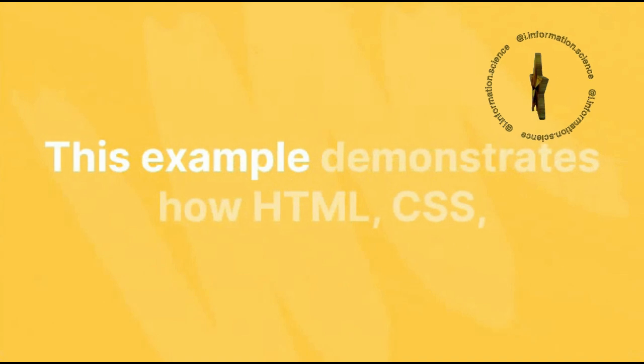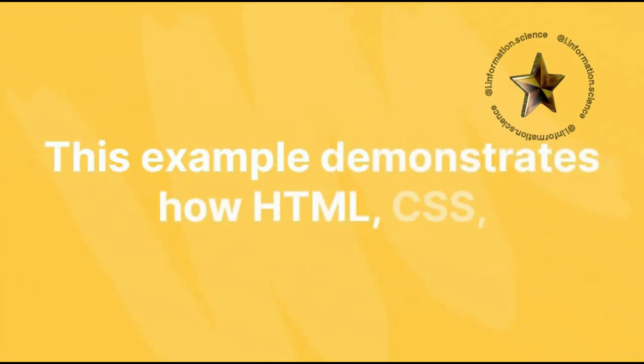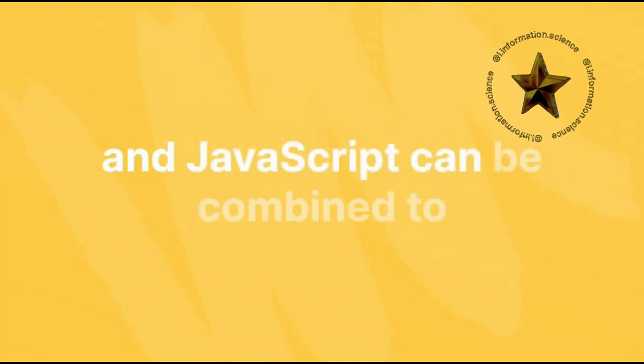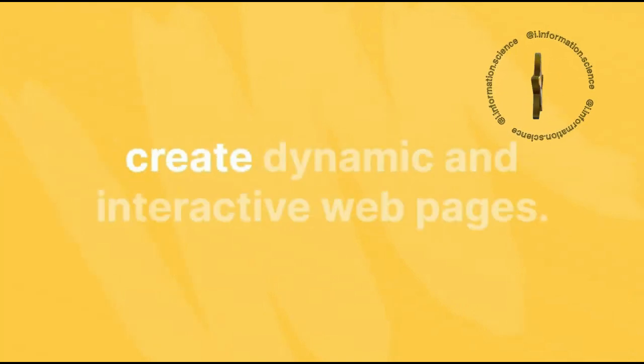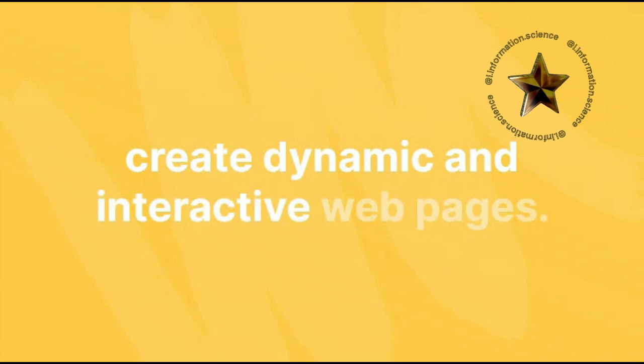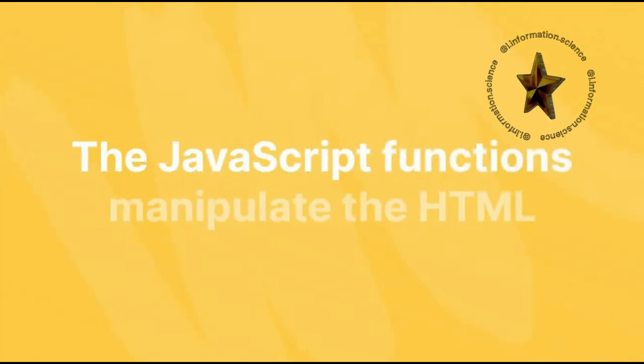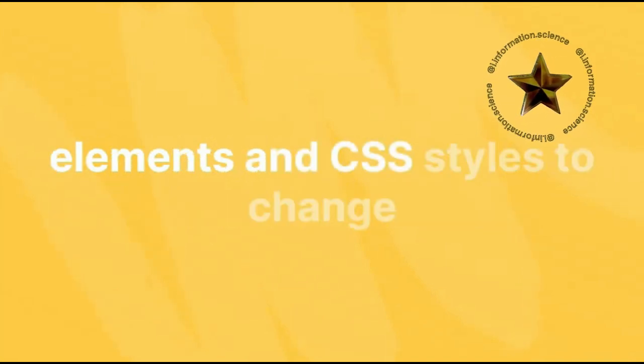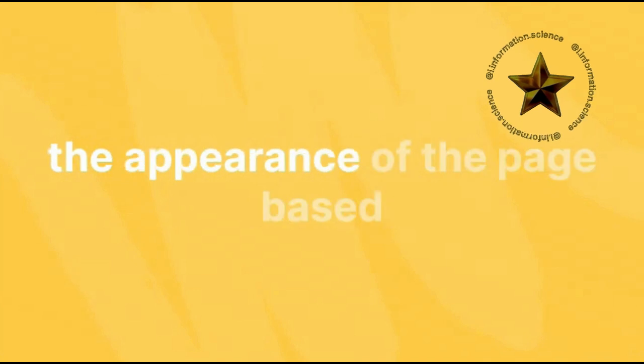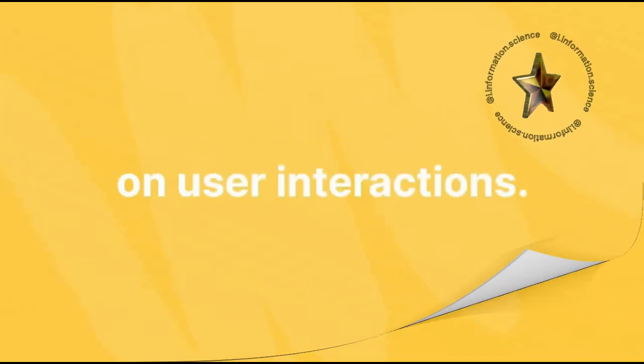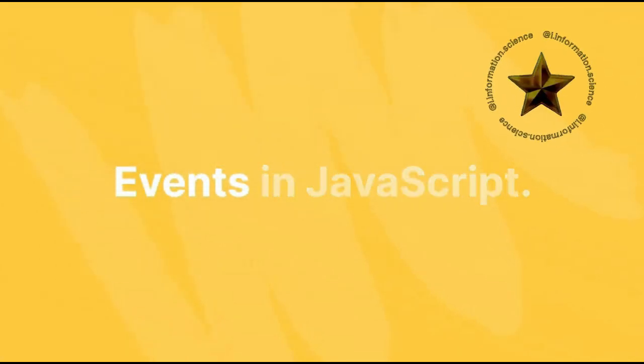This example demonstrates how HTML, CSS, and JavaScript can be combined to create dynamic and interactive web pages. The JavaScript functions manipulate the HTML elements and CSS styles to change the appearance of the page based on user interactions. Events in JavaScript.